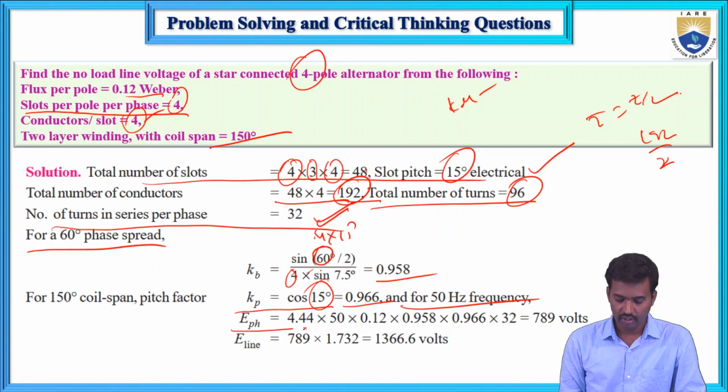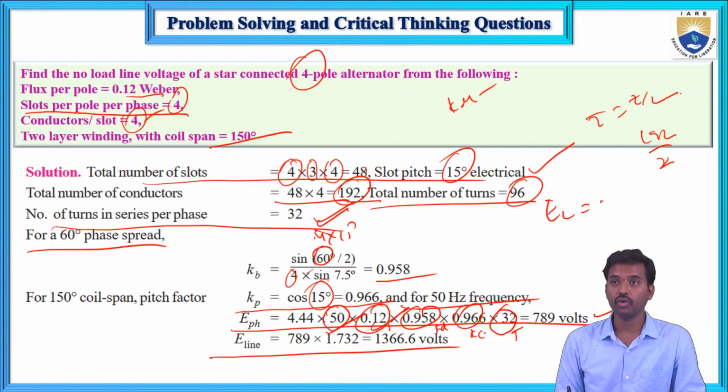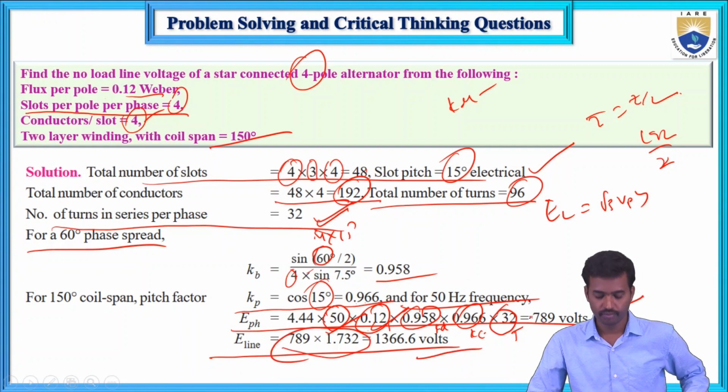And next, this is the formula, this is the frequency, this is Kc, Kd, these are the number of turns, this one is the T value, this one is the flux, and this one is the frequency, giving 798. So now the line voltage equals √3 into V phase, that equals this one. So the line voltage equals this one.